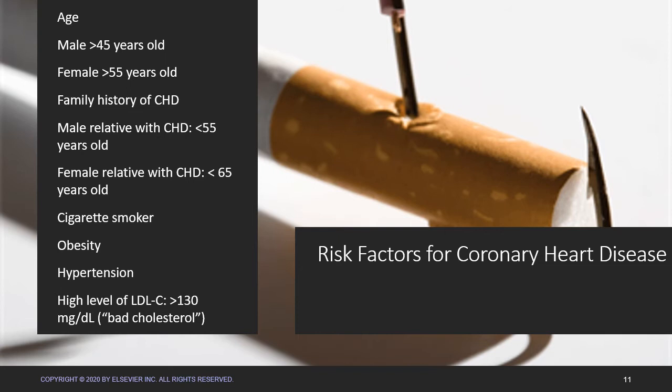Risk factors for coronary heart disease. Age: males older than 45 years and females older than 55 years. Family history of coronary heart disease: a male relative with coronary heart disease who is less than 55 years old, or a female relative with coronary heart disease who is less than 65 years old.